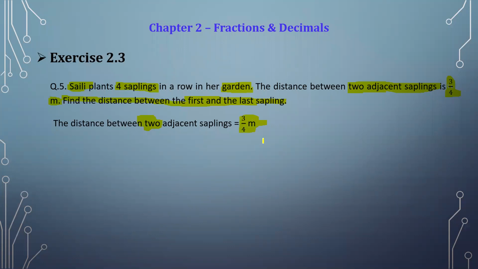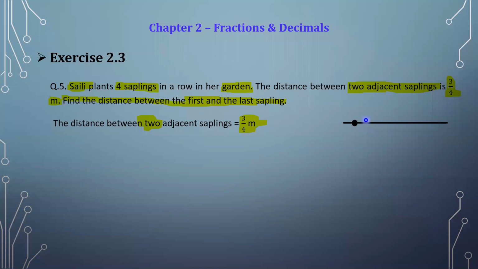It is actually a fractional number. 3 upon 4 is a fractional number. So that number we have taken as the distance between two adjacent saplings. Now suppose this is the line, or we can say the row in her garden on which she wants to plant the saplings. So this is the row where she is going to plant those saplings. Now she is going to plant a total of 4 saplings.